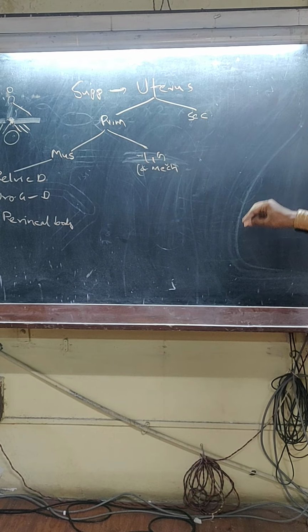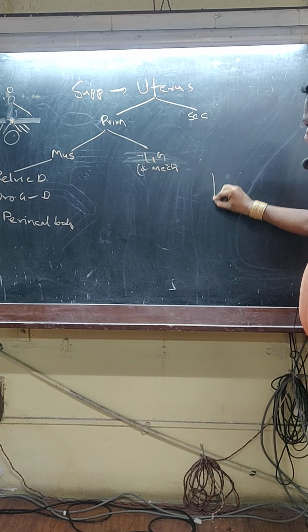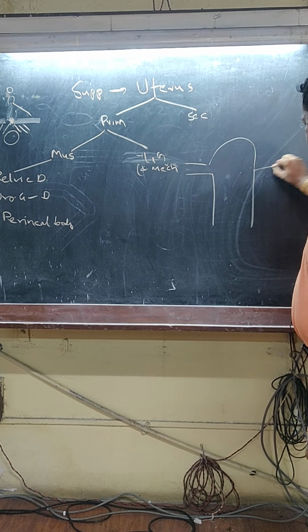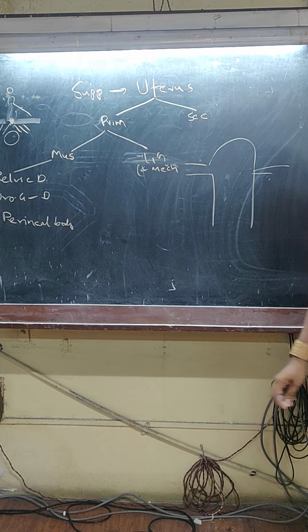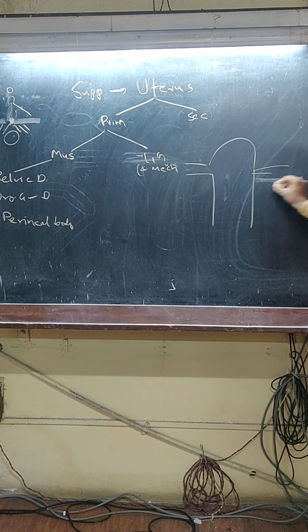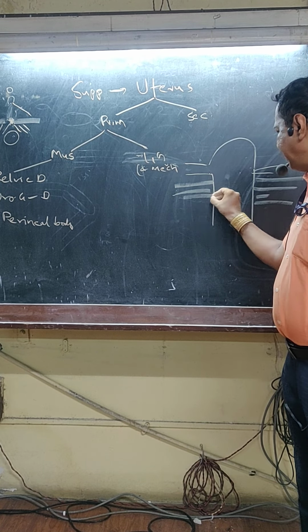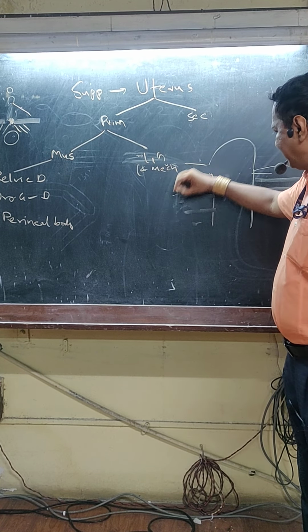Now what are the ligamentous supports? This is the uterus. Laterally it is connected to the pelvic wall, especially in the cervical region.